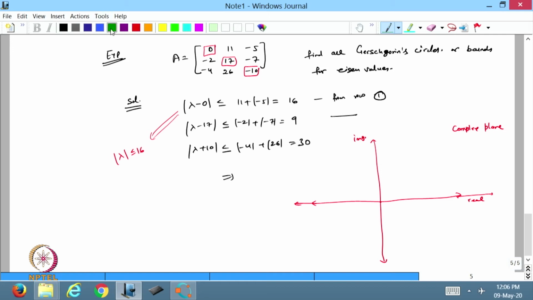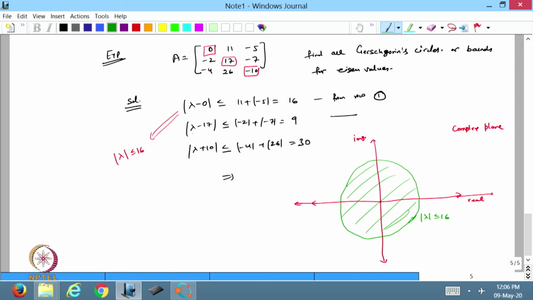So, let us take, suppose this is my circle, with the center 0 in this case. So, lambda is less than or equal to 16. So, that becomes the disk. So, this is the given disk we have to take.